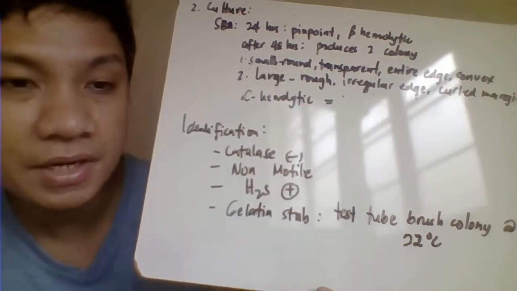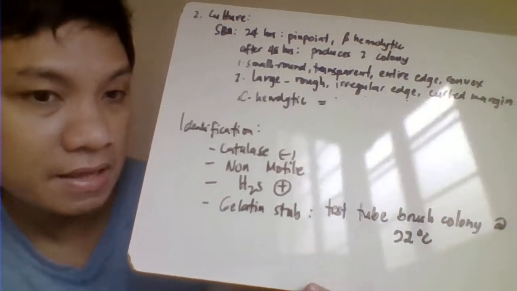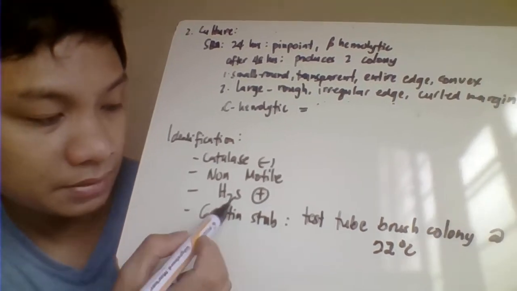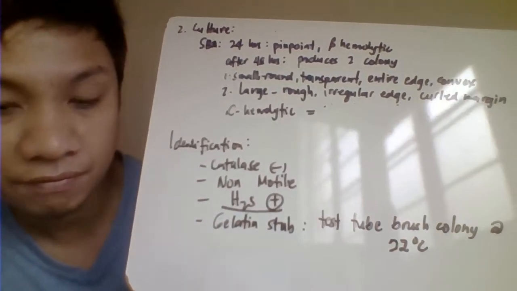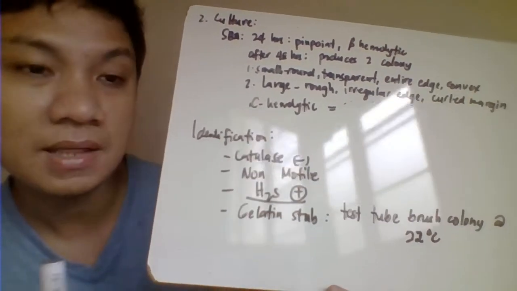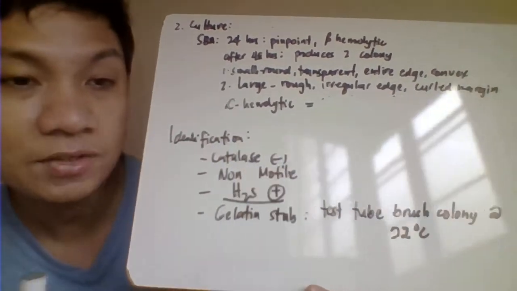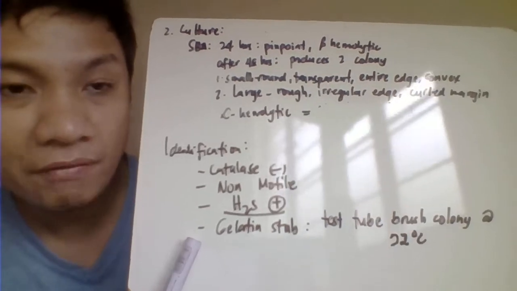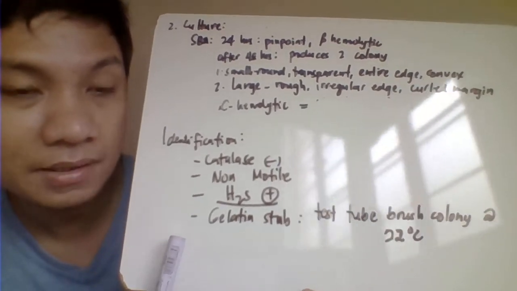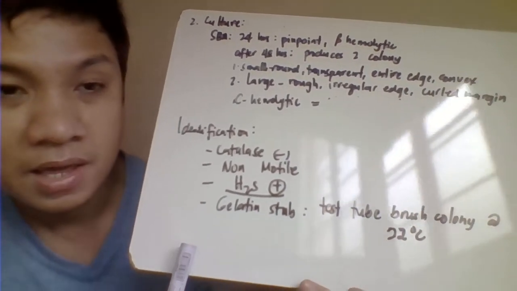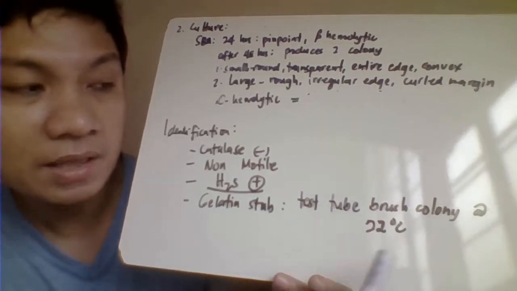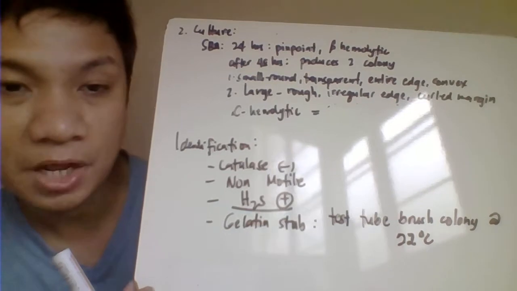Okay, identification here. This one is catalase negative. This one is non-motile. It will have a very prominent characteristic: H2S positive. This is the only one in our gram-positive bacilli that is H2S positive, or hydrogen sulfide positive. Then we also have a characteristic test tube brush colony growth in our gelatin stab at 22 degrees Celsius growth temperature.